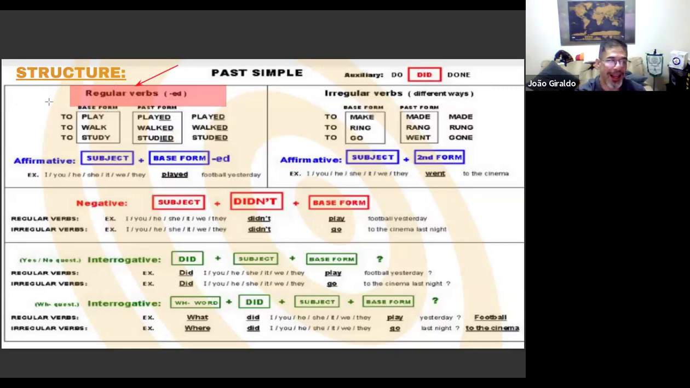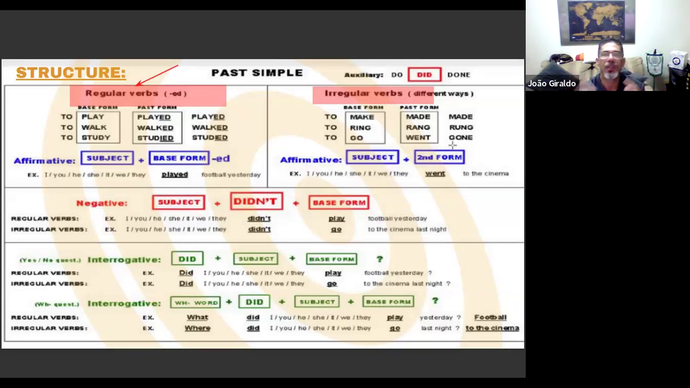Then, guys, we have the irregular verbs of the past, which are a little bit more complicated. Why? Because they don't have a standard. They don't have a rule. We have a list with a big number of irregular verbs, and they are different from each other. And then you ask me, Big John, how do I remember? How do I study these verbs?